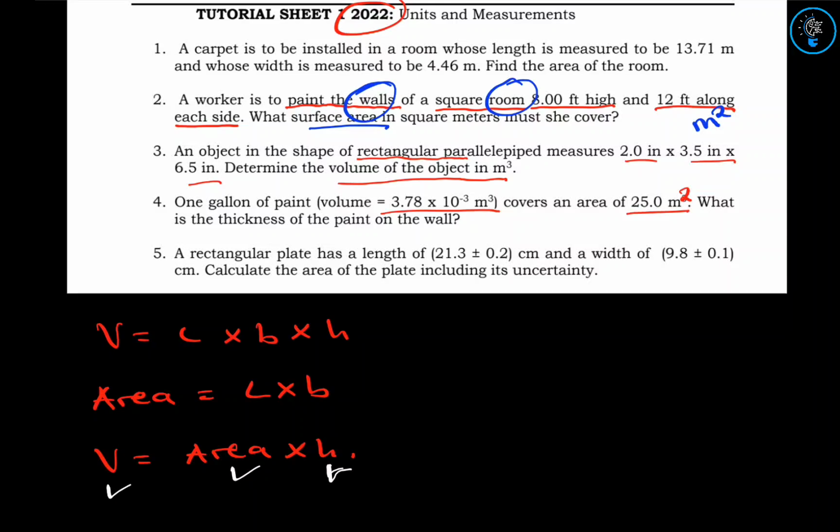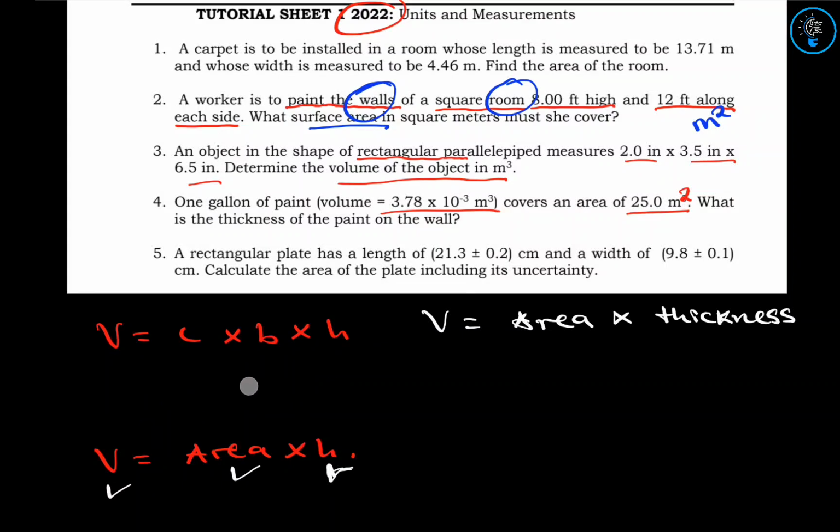Okay, I want you to pause the video again and try to think why I'm doing this. Okay, so this one will be our thickness. So now we have developed a formula. Area times thickness is equals to volume. Okay, let's get rid of these things.